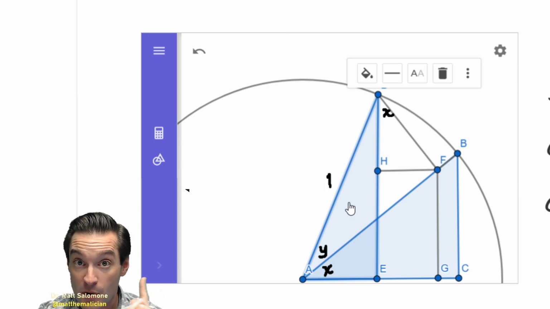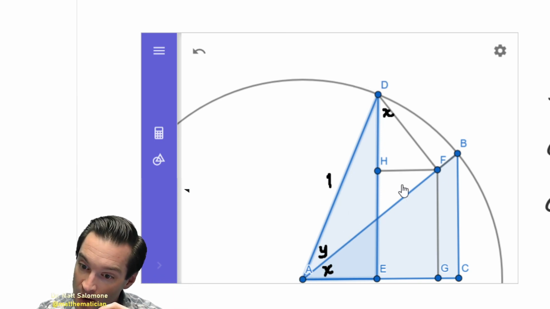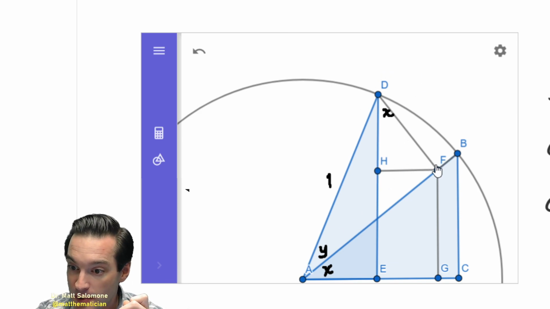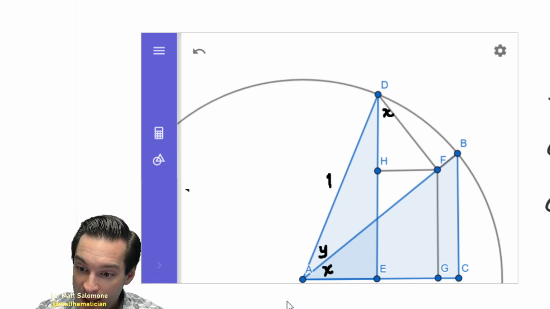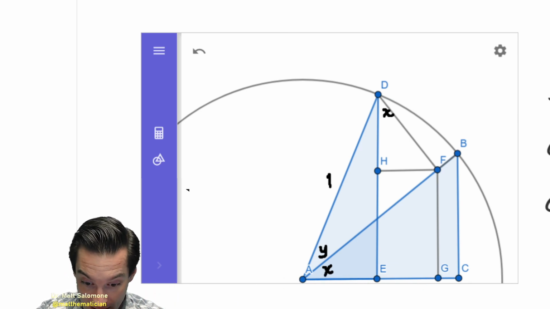AED, in which one of its angles is x plus y down here, and its hypotenuse is equal to 1. We have AFD, where one of its angles is y, and its hypotenuse is also 1. That's super helpful. DHF, where we don't really know any of the lengths yet, but we do know one of its angles is equal to x. And then also AGF, where again we don't know any of its lengths, but we do know that one of its angles is equal to x.